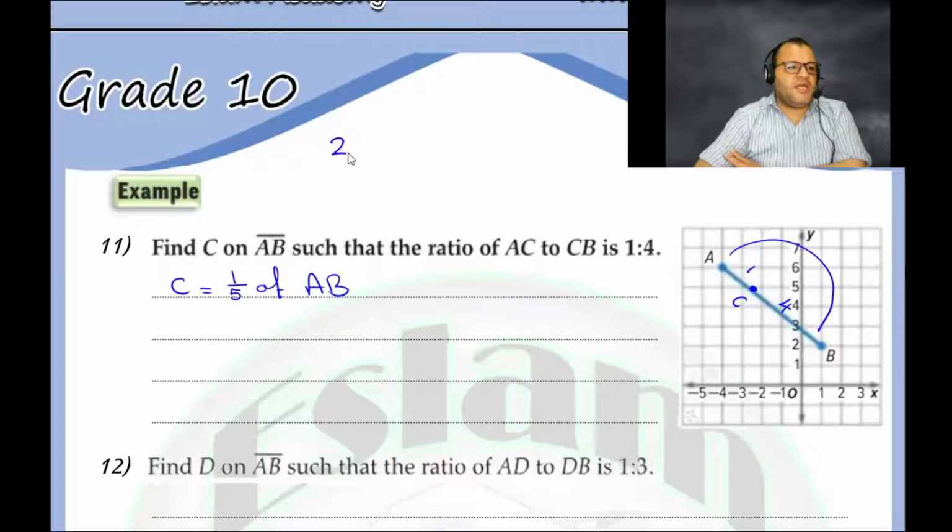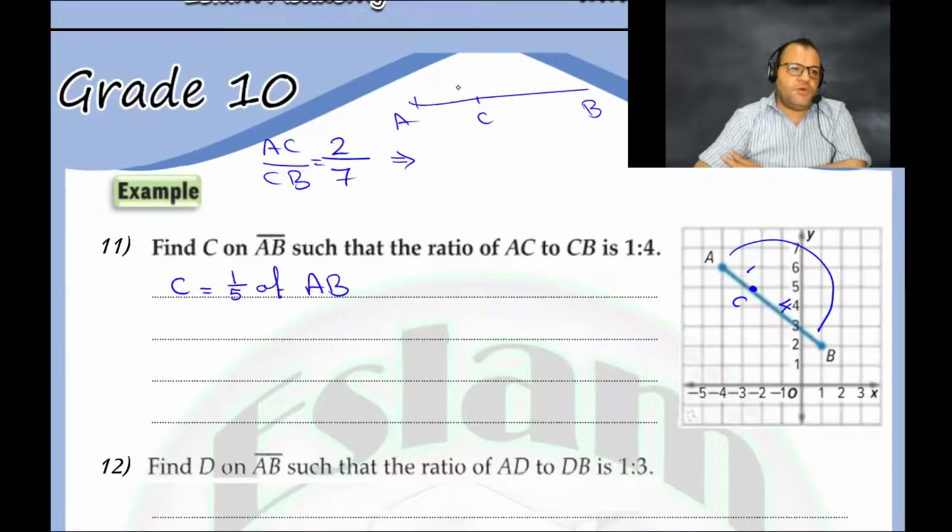When I say it lies at 2 over 7 of the distance, it means not 2 over 7. Make it 7. So it lies at 2, and the ratio between AC to CB is equal to 2 to 7. So what is the ratio that I will use? That's the line segment AB and C. The ratio now is 2 and 7. It means C is 2 over 9 of AB.